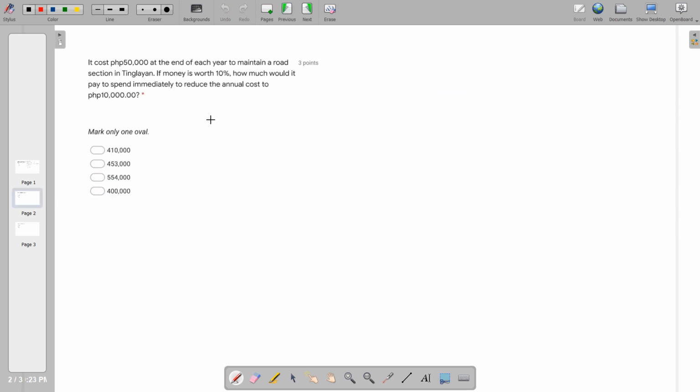So for the next problem, we have an annual maintenance cost. When we say annual maintenance cost, normally if our period is not given, that is a perpetuity. So it is assumed that every year we need to maintain the road section in Tinglayan. It costs 50,000 at the end of each year to maintain a road section in Tinglayan. If money is worth 10%, how much would it pay to spend immediately to reduce the annual cost to 10,000 pesos? So basically, we will need 50,000 for the maintenance of the road until the perpetual period. It is deemed to be reduced by 10,000 pesos.